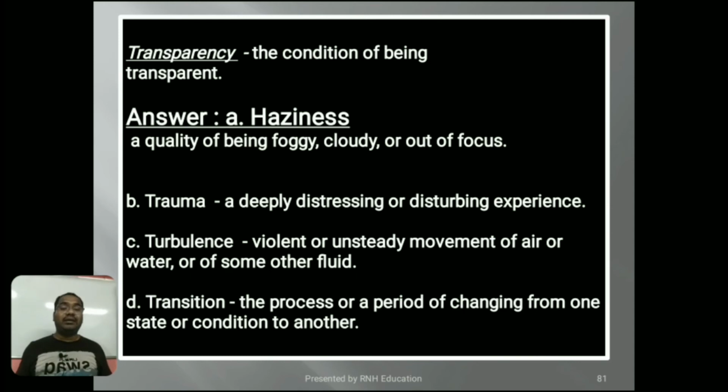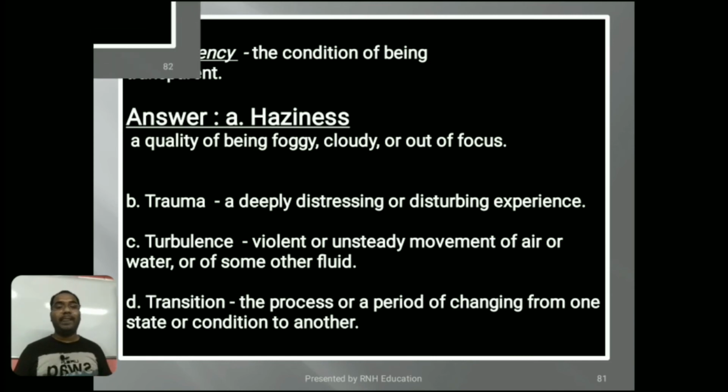Okay, and the other three options were B trauma. Trauma means a deeply distressing or disturbing experience. C was turbulence. Turbulence means violent or unsteady movement of air or water or of some other fluid. That is called turbulence. And D was transition. Transition means the process or a period of changing from one state or condition to another, that is called transition. So in this sentence, the right opposite word should be haziness.